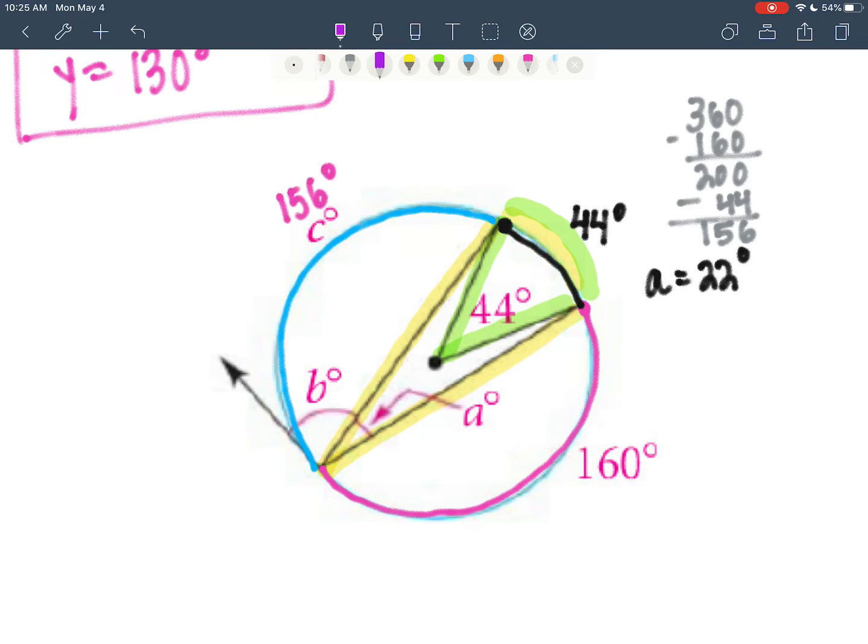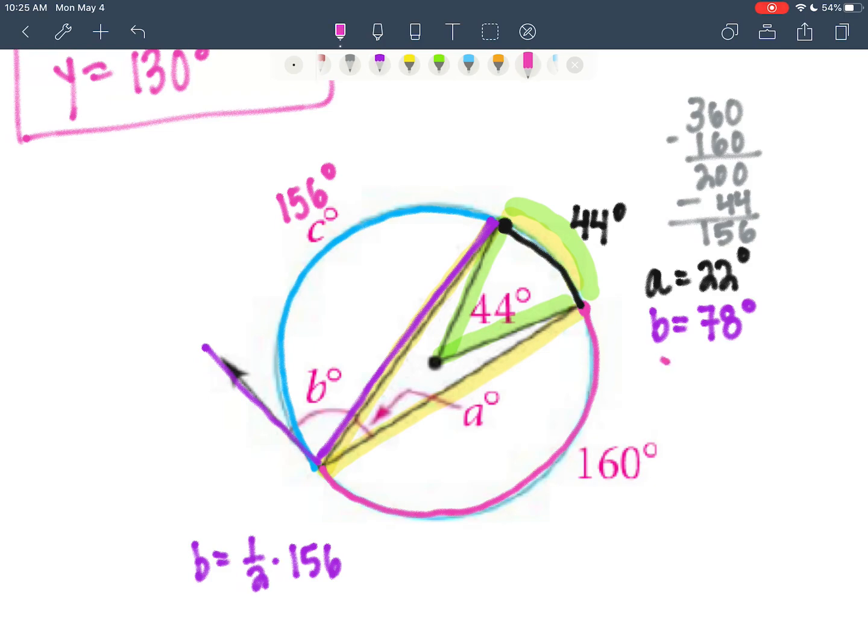B is an inscribed angle with a tangent and a chord capturing that arc of 156. So B is going to equal half of 156, making that 78 degrees. And the measure of angle A, I think we already said A was 22, B was 78. Oh, we got all our answers. C is 156. Told you, it goes by in the blink of an eye. Blink of an eye and you're done.